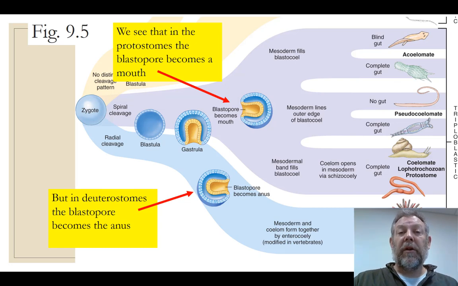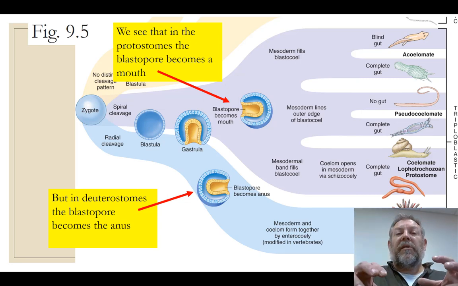And this is the same figure that we've looked at several times here. Just to give you an idea, again, we use these clues in early development to suggest that these organisms are more closely related, that they all have this unique form of development because they got it from their common ancestor.